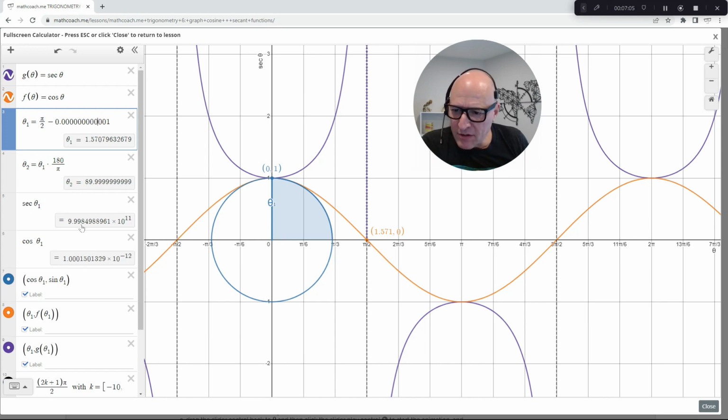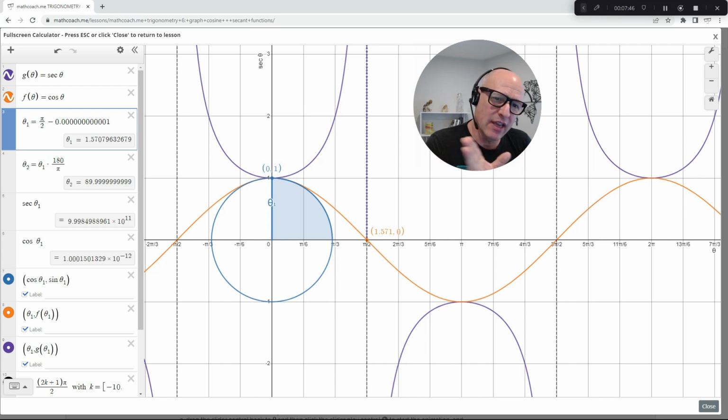Okay, what does this number read? 9.9 times 10 to the minus 11. That's a gazillion, billion, whatever it is. It's a huge number, okay? So as we get closer and closer to those asymptotes, in this case closer and closer to 90 degrees, our cosine function is approaching zero, and our secant ratio is approaching positive infinity. Now, when we get right at pi over 2, cosine is 0 and secant is undefined.